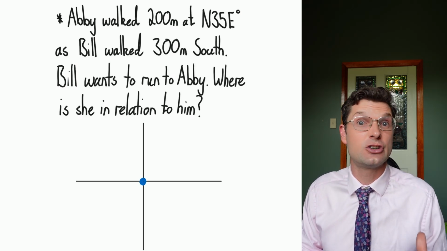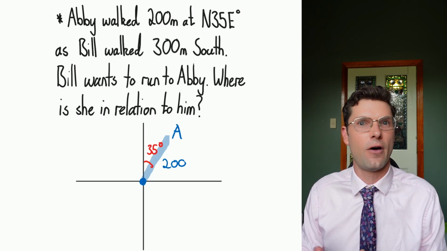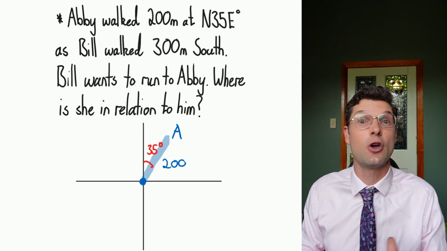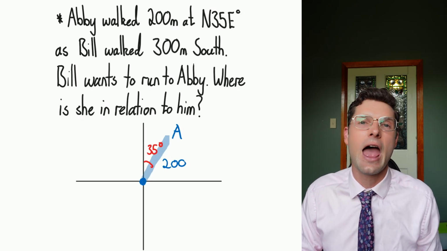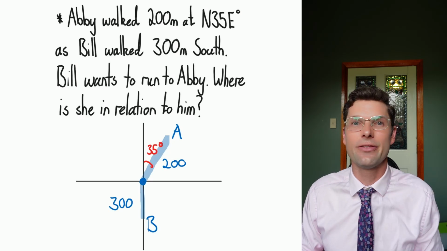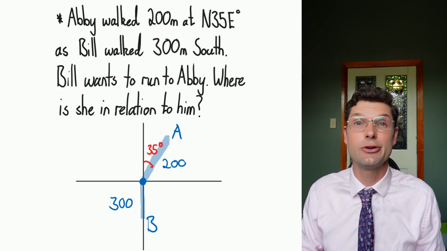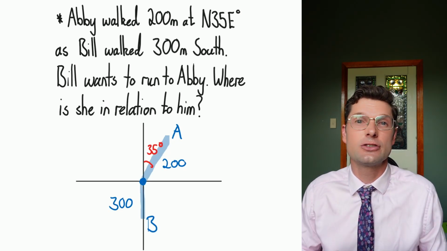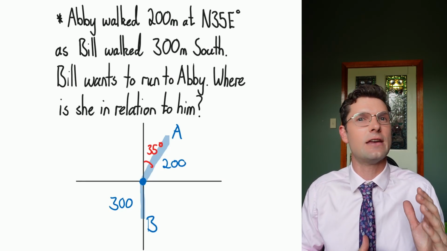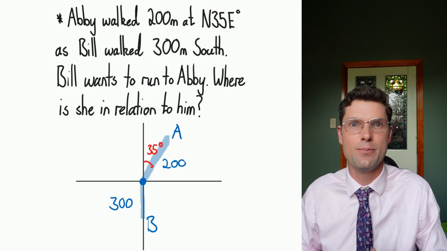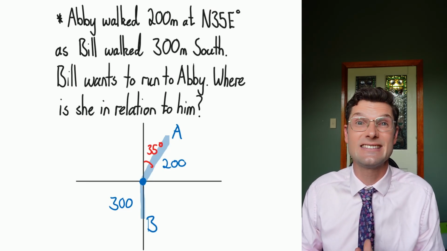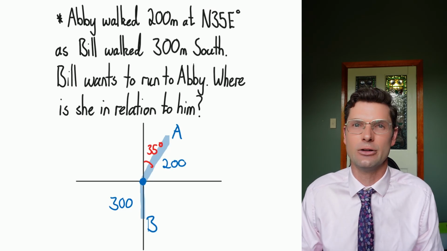So Abby's walked 200 meters at north 35 east, and we're going to throw that in first. We need to make sure we've got our angle in there at 35, and we also know the distance is 200 meters. Bill's helped us out. He's gone directly south, and that's only 300 meters. So these are our two points, A and B. The big takeaway for getting these ones right is seeing that even though there are two directions, Abby's gone one way, Bill's gone the other, we can still make a right angled triangle that shows us exactly the directions to get from Bill to Abby.